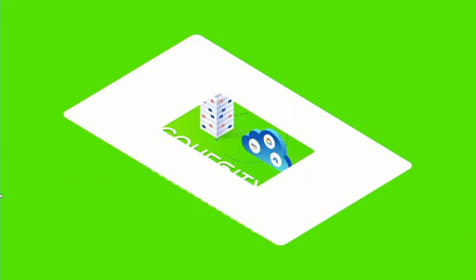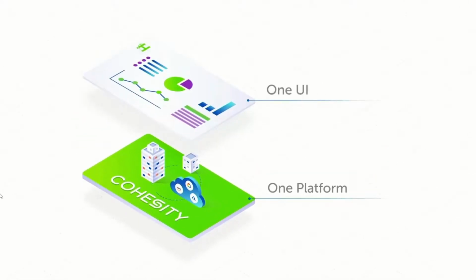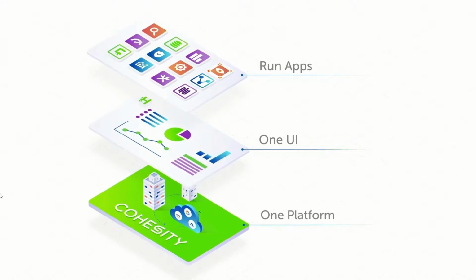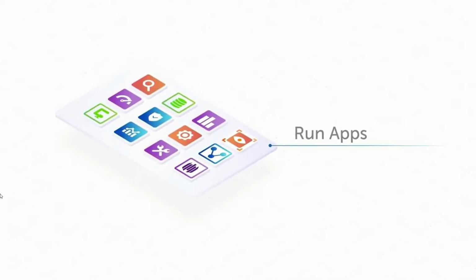At a high level, it is made up of 3 layers. One distributed platform to support multiple workloads, one UI to easily manage the global environment, and the ability to run applications atop data under management. Together, they address today's modern data management challenges. Let's start by looking at the top layer, applications.